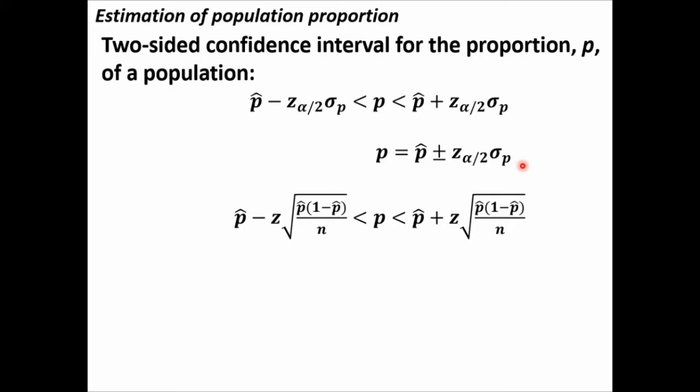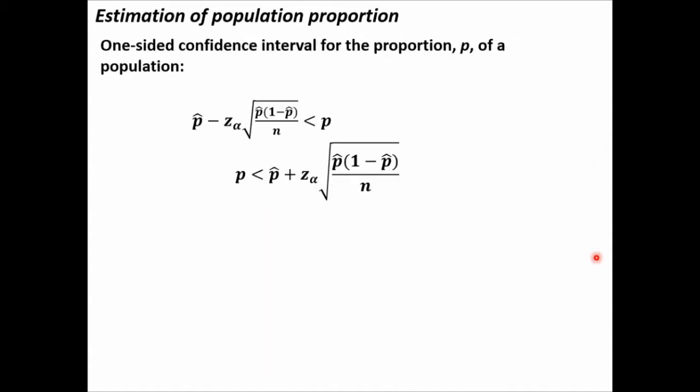Now, we defined sigma P in the previous chapter as the square root of the estimate of the proportion, P hat, times 1 minus P hat, divided by N. So we basically know everything. We will know P hat from the sample, we know the sample size, and all we have to do is calculate the Z value to be able to complete our estimation.